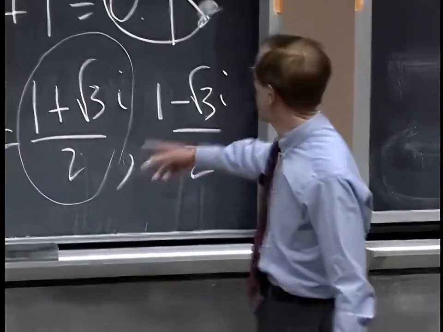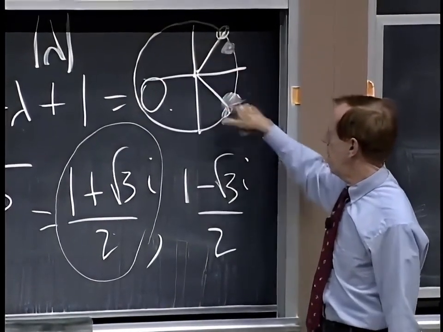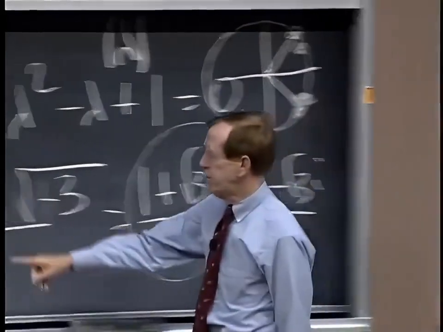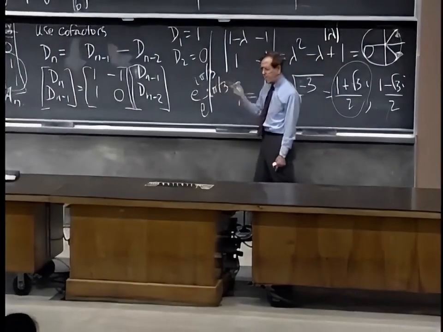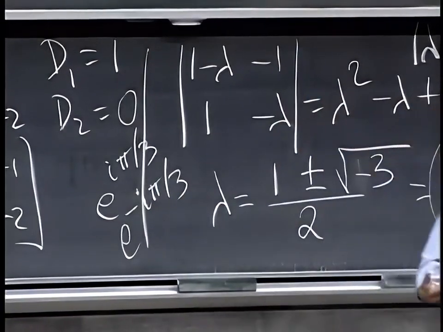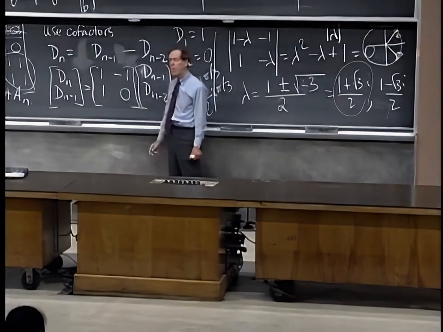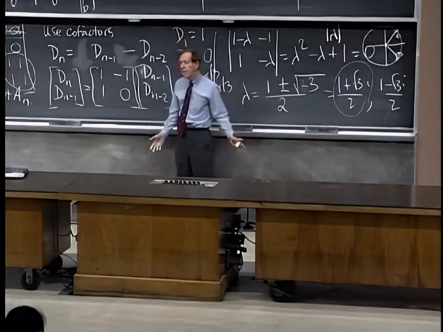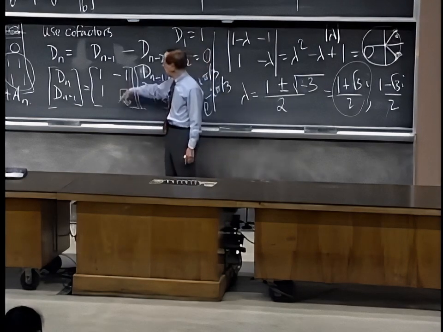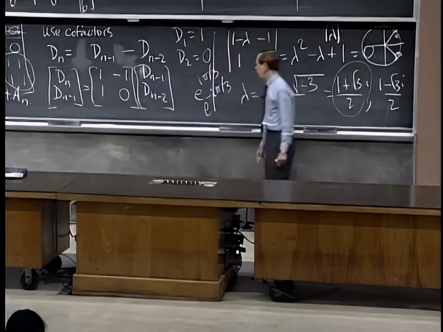Because when I take the 6th power, the 6th power of this is e to the 2 pi I, that's 1. The 6th power of this is e to the minus 2 pi I, that's 1. So the 6th power of that matrix has eigenvalues 1 and 1. So what is it? It's the identity. If I run this thing 6 times, I'm back where I was. The 6th power of that matrix is the identity. Good.